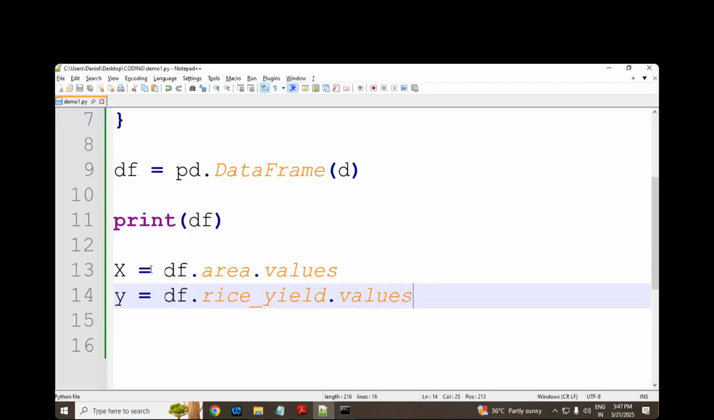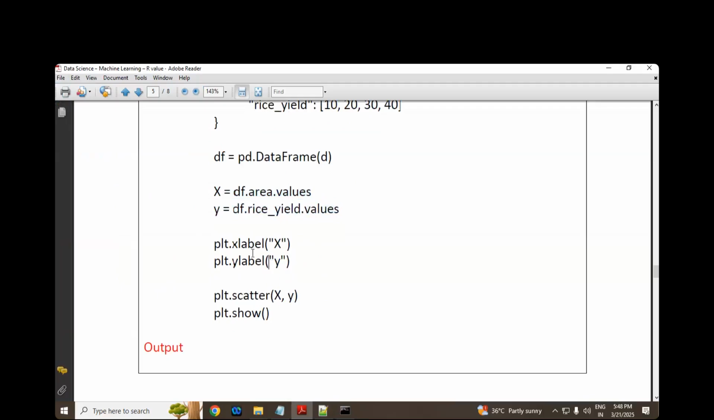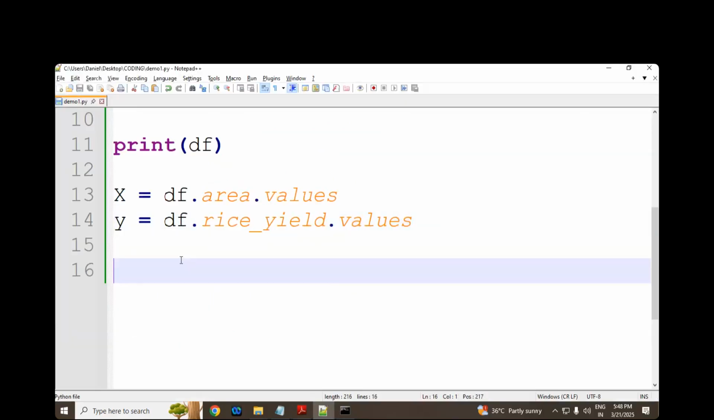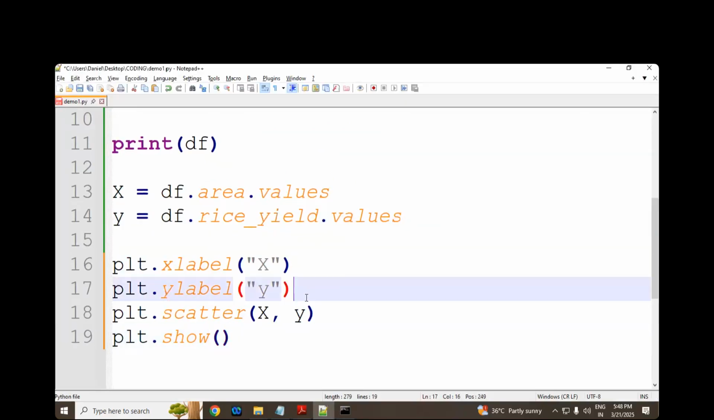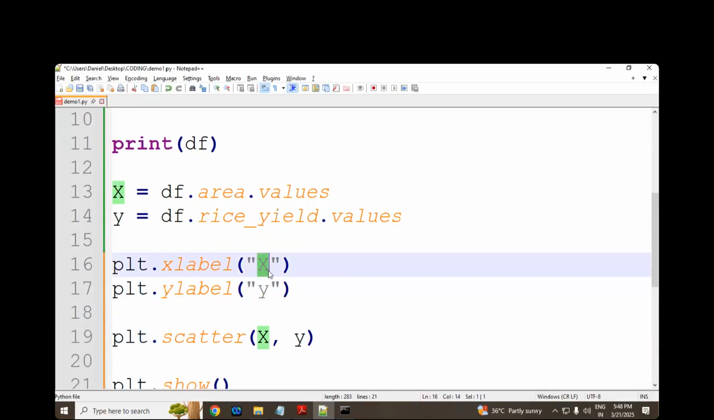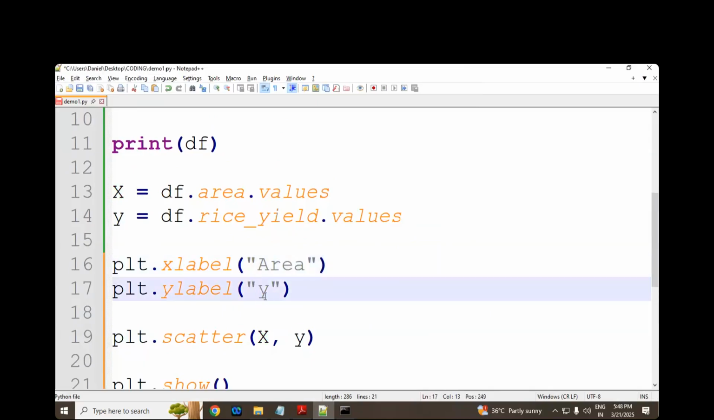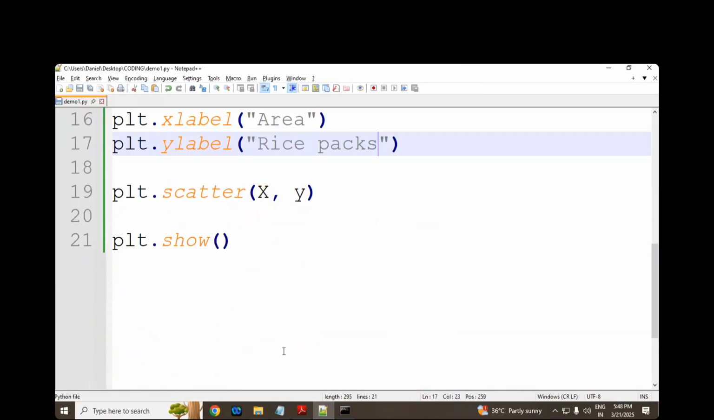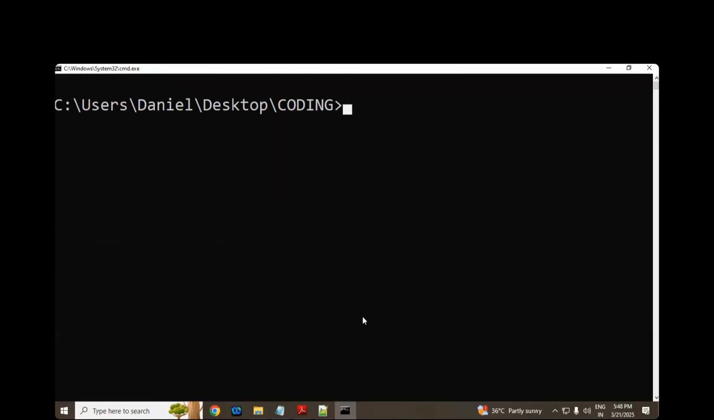Now I have prepared x equals area dot values and y equals rice yields dot values. Now it's the right time. We need to call x label, y label, and scatter plot, and you can create a visualization. You will get an idea. Okay, let's run it.